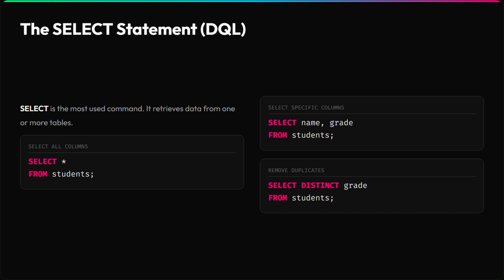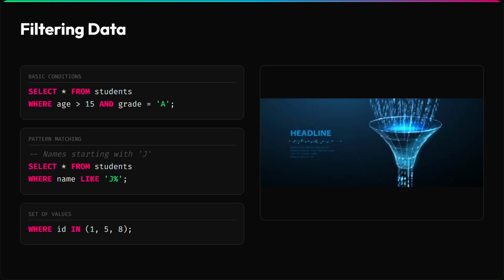Data is useless if you can't find what you're looking for. The where clause acts as a filter. You can use standard operators like greater than or equals. For text, we have the like operator. The percentage sign is a wildcard, so J% finds anything starting with J. And finally, the IN operator lets you specify a list of multiple values to match.